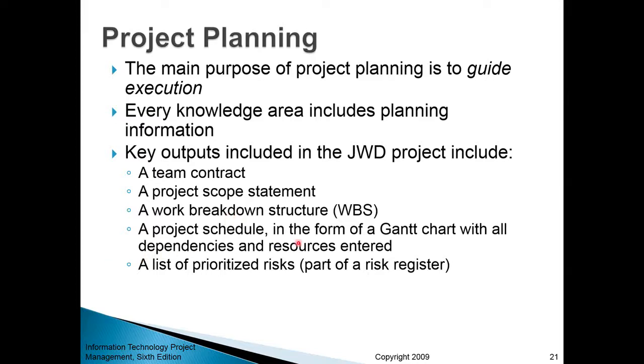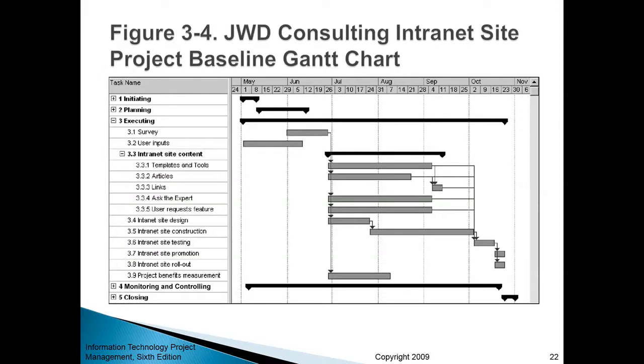A project schedule may be in the form of a Gantt chart with all the dependencies and resources entered, and maybe a list of prioritized risks. It's a part of the risk register. So basically, at the early stage, you brainstorm about all the things that can go wrong with your project, and later on, you will think about plans B, meaning what kind of response you will have if any of those risks that you identified previously actually materializes. So here we have an example of a Gantt chart generated by Microsoft Project.